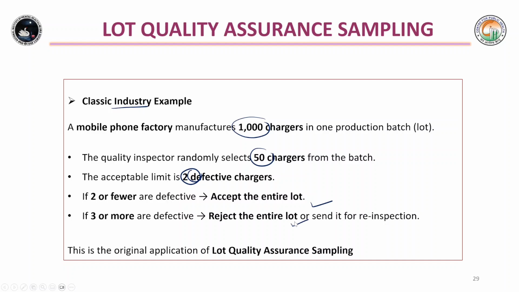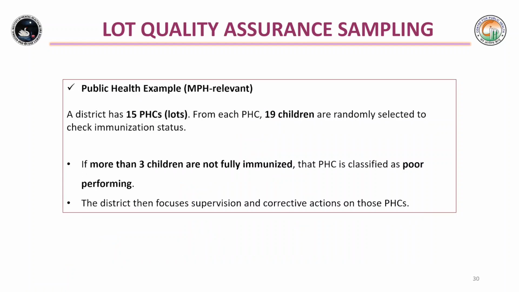So, notice something important here: the inspector is not calculating the exact percentage of defective chargers, and the only decision is whether to accept or to reject the lot. That is the essence of lot quality assurance sampling. Now let's see how LQAS is used in public health. Suppose a district has 15 PHCs. The PHCs will be the lots, and from each PHC 19 children are randomly selected to check immunization status.